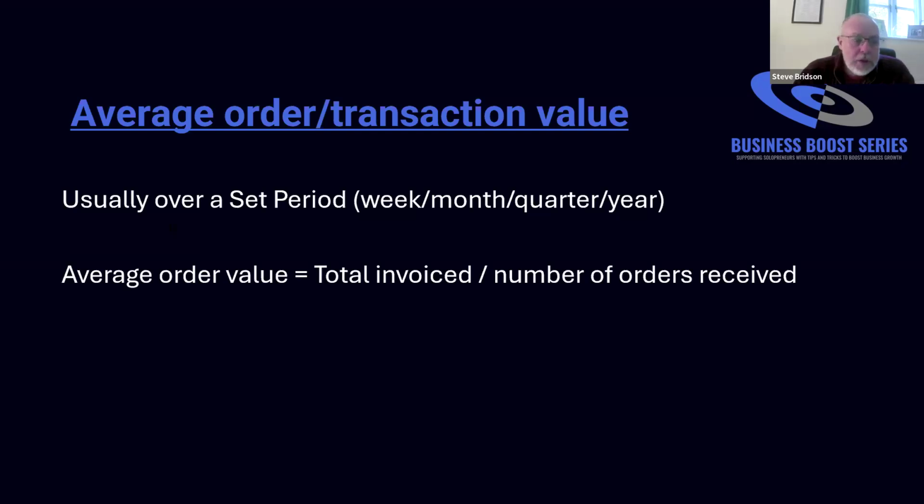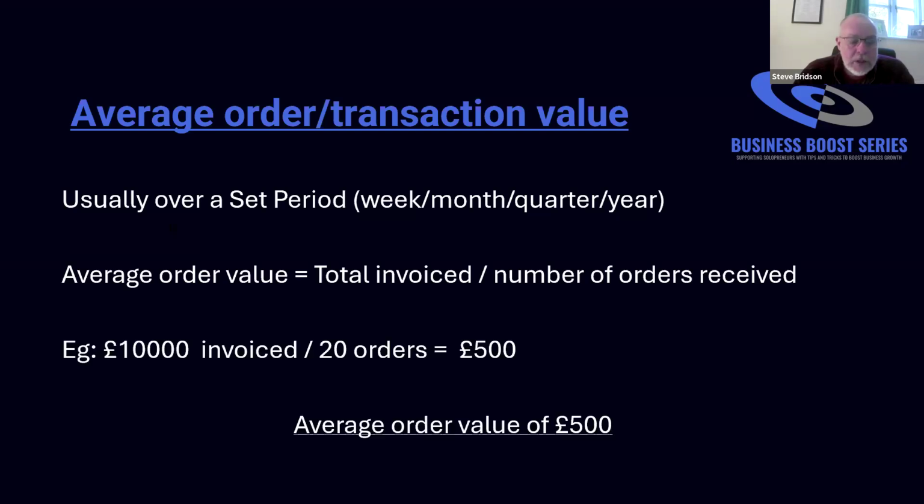So the first thing that you do is you look at the total number of invoices that you've made, so the total value of the invoices made, and then you divide that by the number of orders that you received. So to give you an example, if you've invoiced £10,000 worth of sales and you've made 20 orders, then it would give you an average order value of £500.